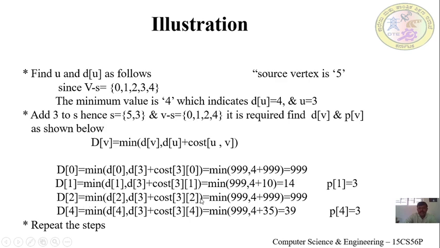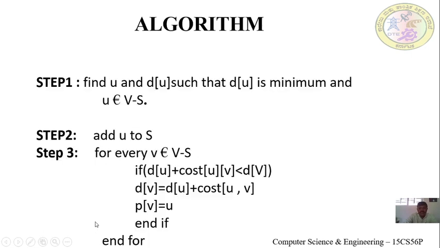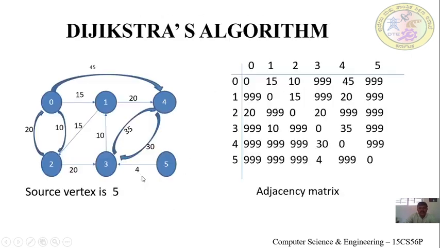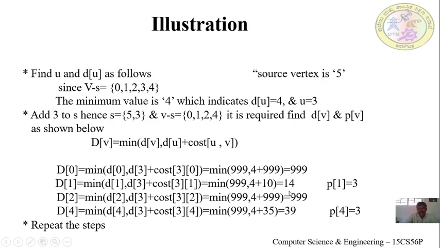Similarly, the distance of 2 is not direct; you don't have a direct edge from 5 to 2, so it's infinity, and from 3 to 2 there is also no edge, so it's infinity, and any number added to infinity is infinity only. And the distance of 4: the distance of 3 is 4, and 3 to 4 is 35, so 4 plus 35 is 39. 39 is less than infinity, so it will return 39. So this is the distance of 4 via 3.